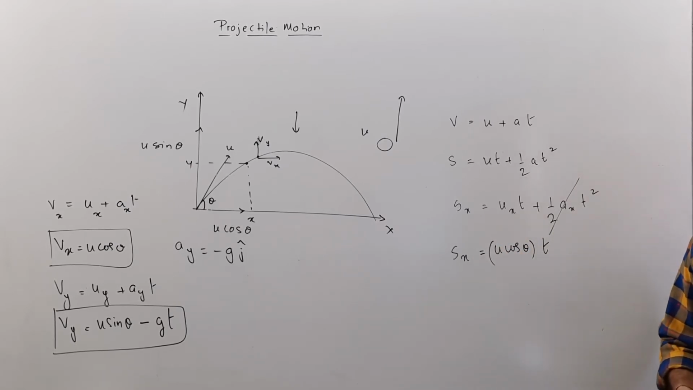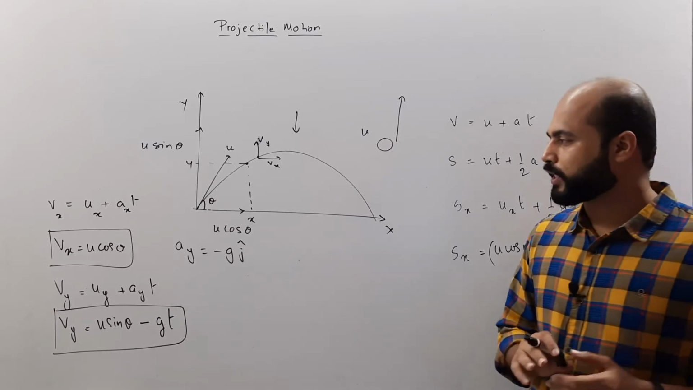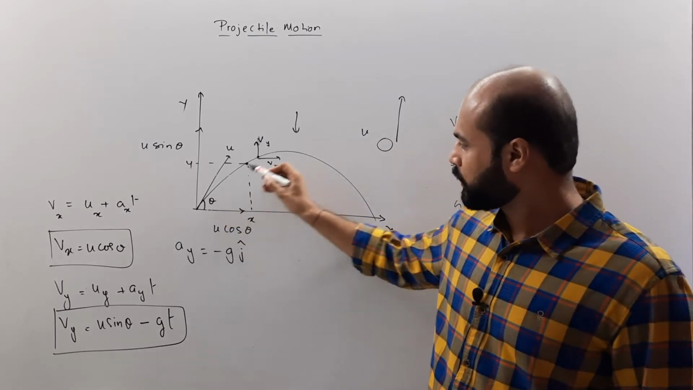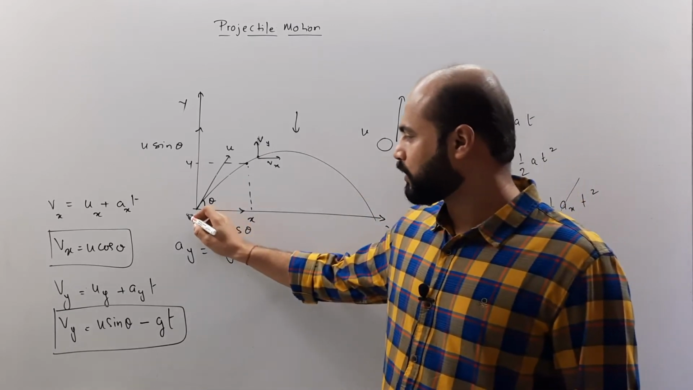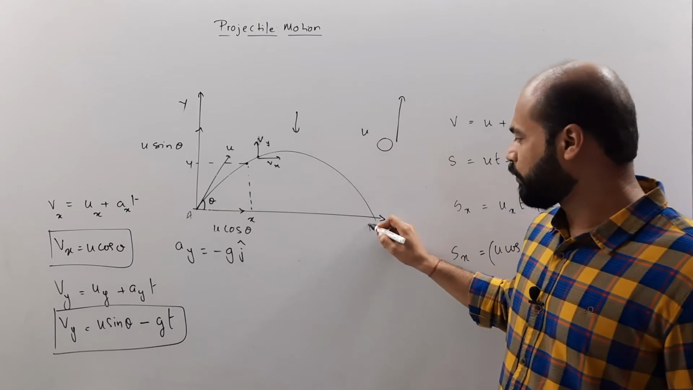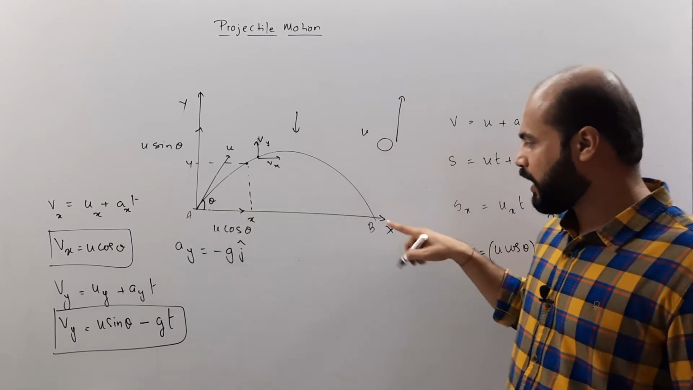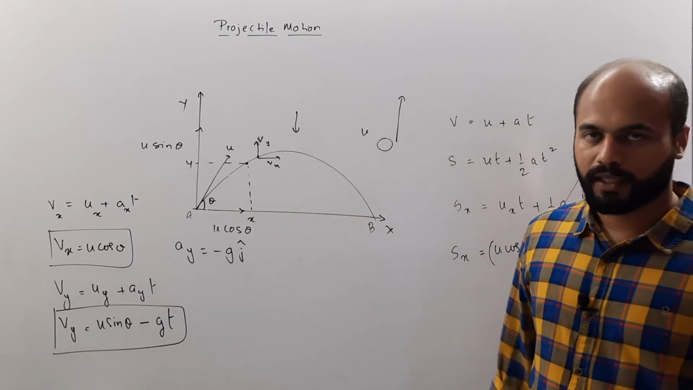Now there is one concept over here in projectile motion, that is called range of the projectile. Now what is range of the projectile? Range of the projectile is the horizontal distance covered by this projectile. That means if I take the starting point as A and the final point as B, then this distance AB is called range of the projectile.